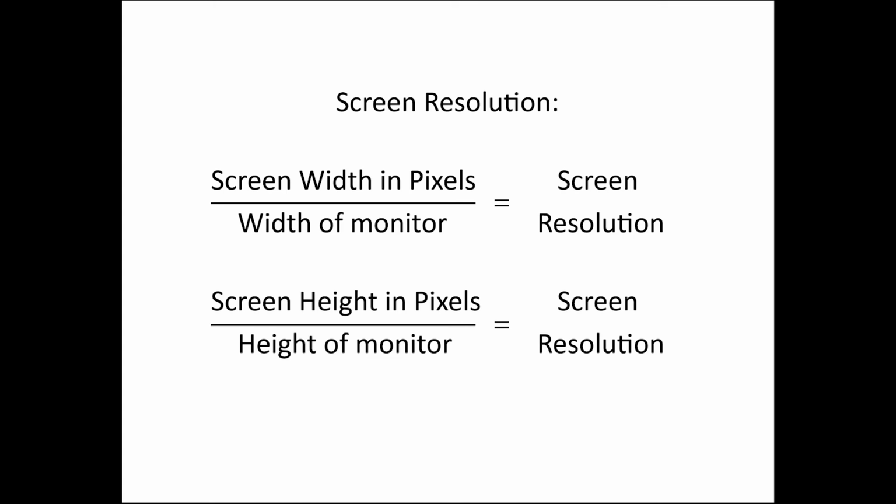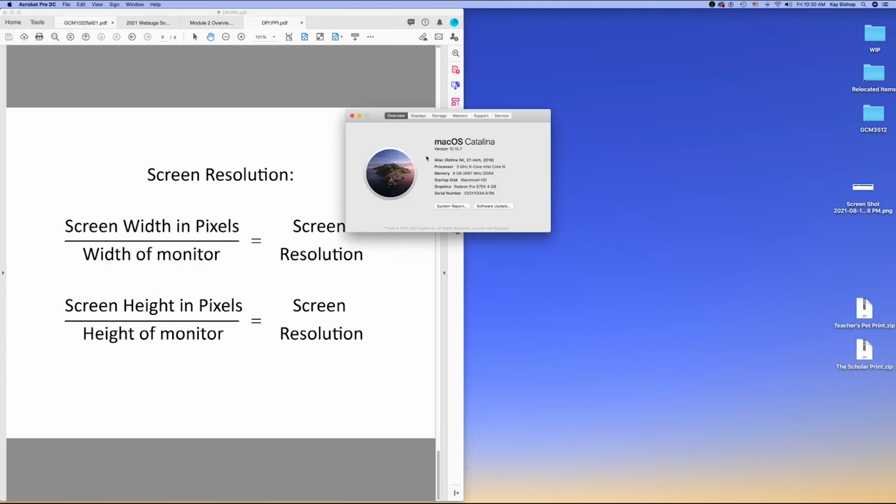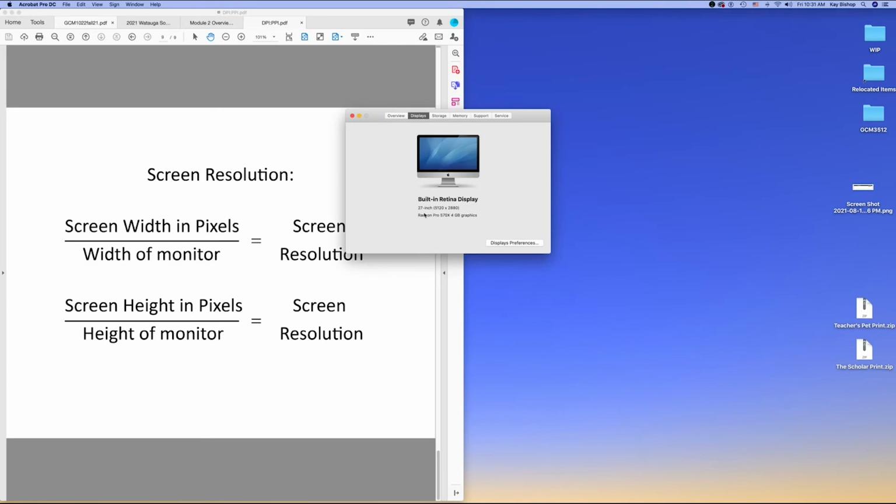So let's just do that real quick. I'm going to look here on my Mac desktop under About This Mac, and you can see here that if I go to Displays, my screen width in pixels is about 5,000 and the width of my monitor is about 27 inches.